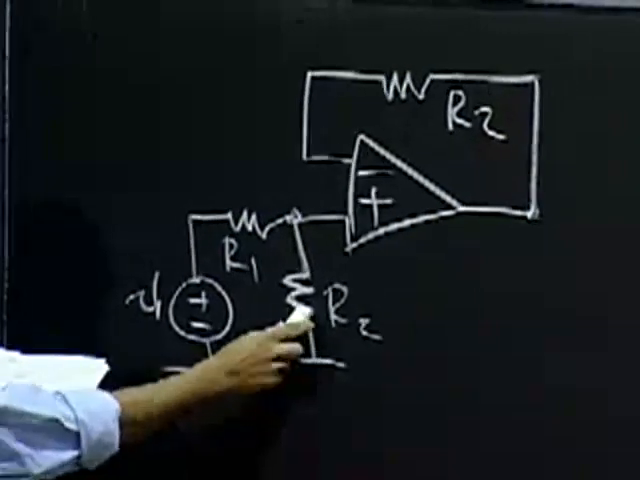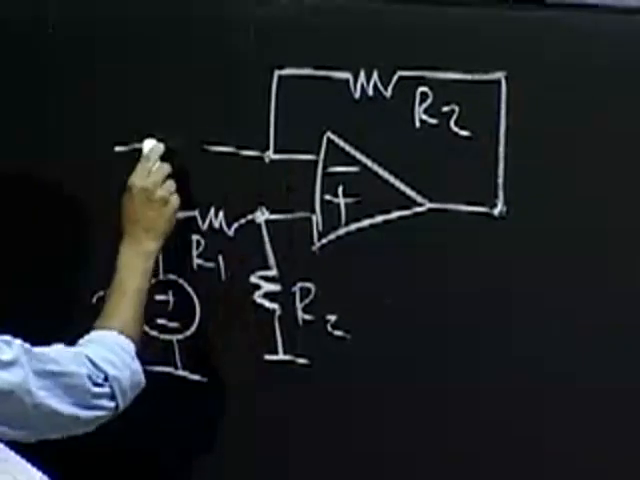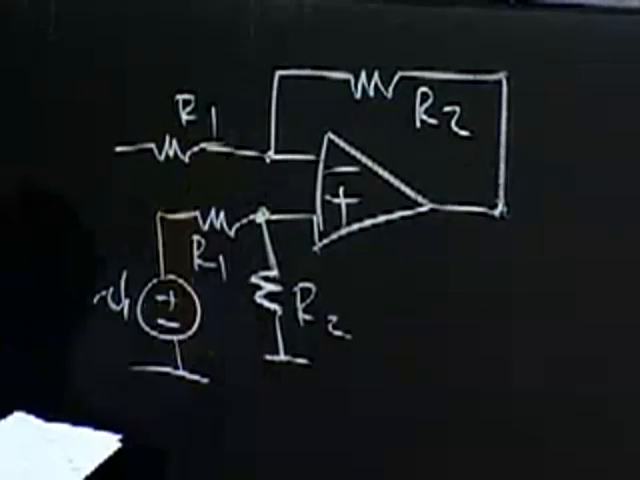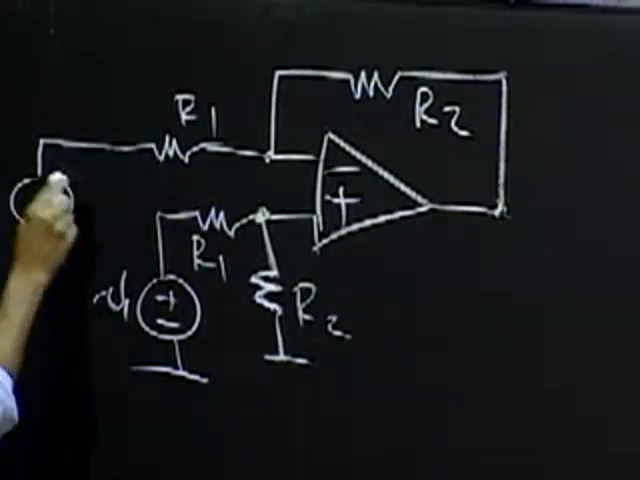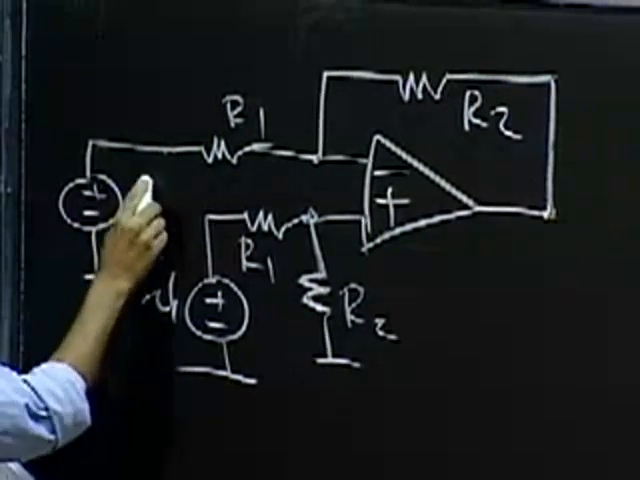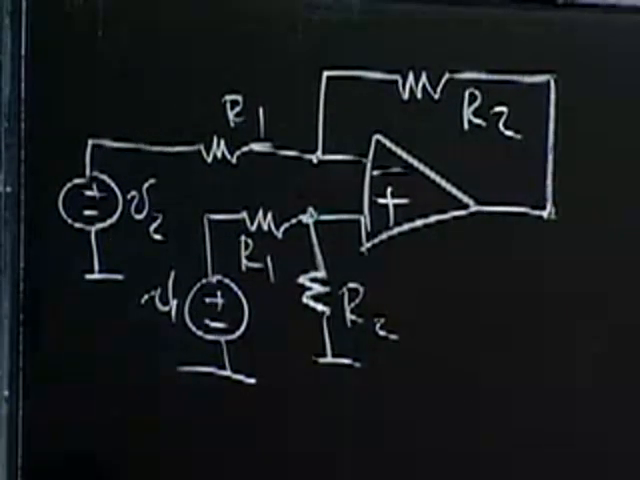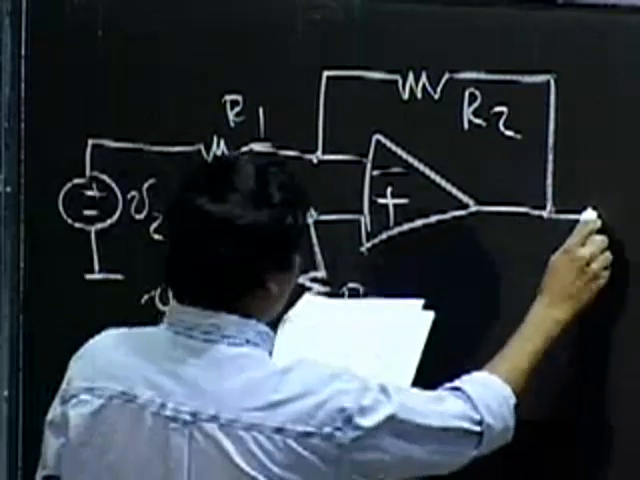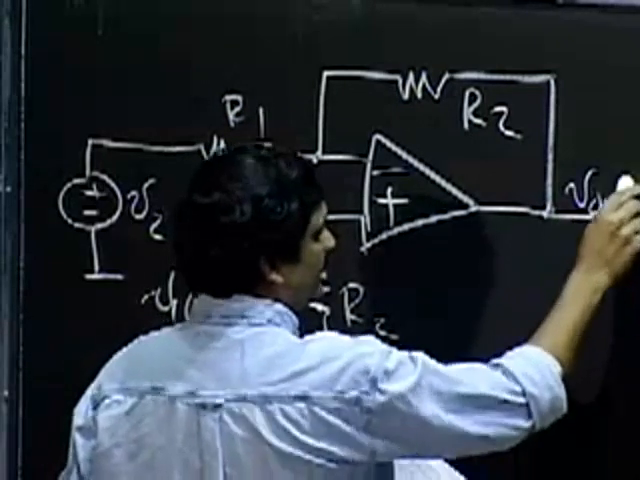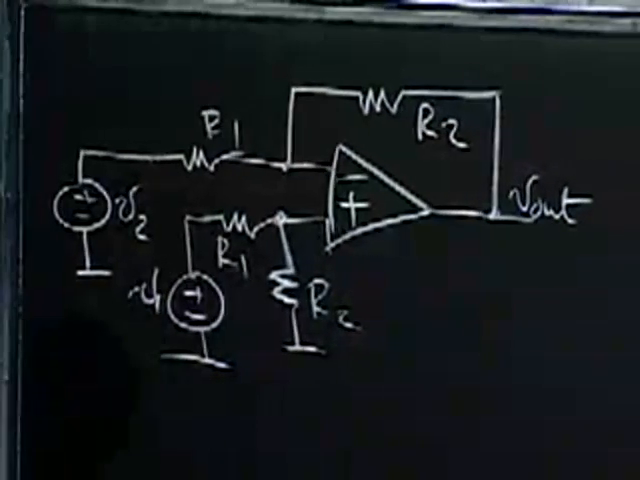This is going to be R2, the same as this one here. A resistor R1. And then a voltage source V2 that I connect out here. So notice that, and I take the output V out here.